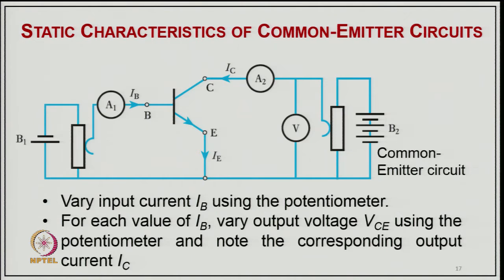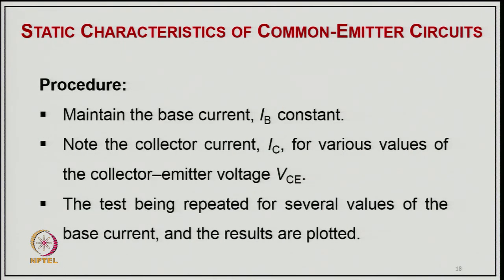So for each base current we will have a characteristic between VCE versus IC. To get this characteristic we have to vary the base current using the potentiometer, and for each value of IB vary the output voltage VCE using the potentiometer, and note the corresponding output collector current IC. The procedure is to maintain the base current constant at a particular value, but you have to repeat this for many base current values and note down the collector current IC for various values of collector emitter voltage which you are varying.